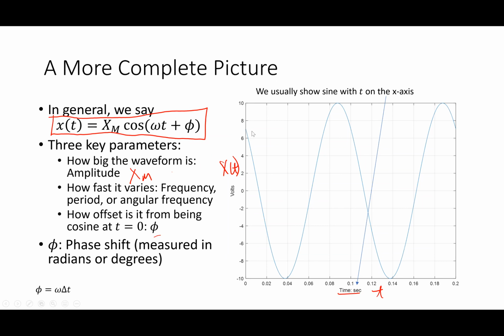Let's see if we can define a couple of things based on what we see here. Let's say I wanted to figure out the function for this guy. What's the amplitude of what I've shown on the screen? 10. Okay, so I can say that x of t is equal to 10 cosine of something. Now, how can I figure out what this omega is? Look at this picture. How could I figure out the omega?